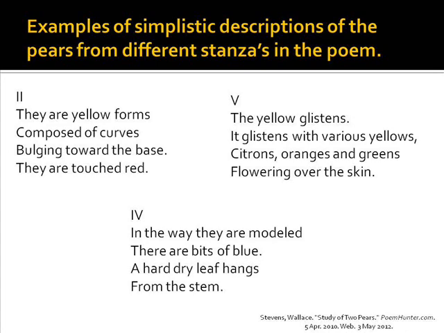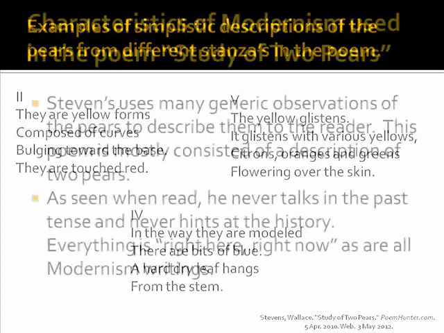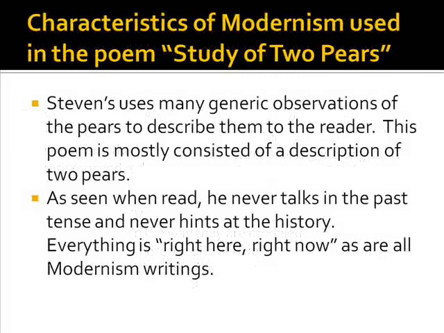This is just proof that in this modernism writing, like all other modernism writings, there really isn't any apparent order. On this slide, I just show a few of the characteristics of modernism that we talked about earlier that are actually used in the poem. Stevens uses many general or generic observations of the pairs to describe them to the reader.